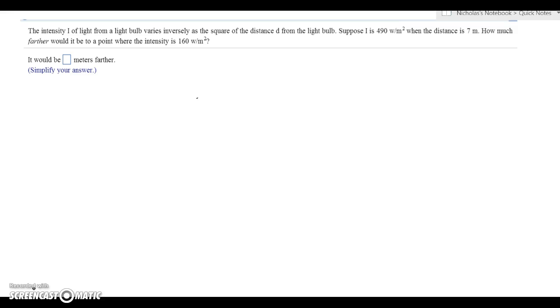So when it says inverse variation, remember it's going to be division, and so it says I varies. We're going to always have this constant on top, and then we're going to divide by the square of the distance. So it's not just going to be d, it's going to be d squared here. Okay? And now in here, take a look.